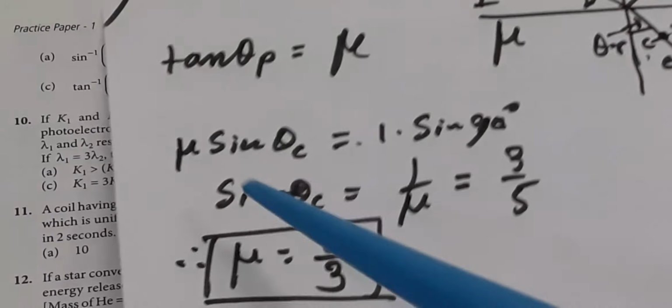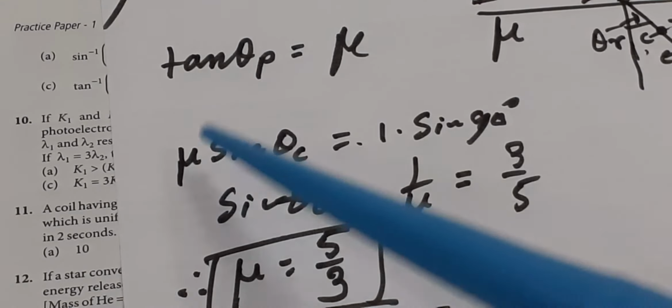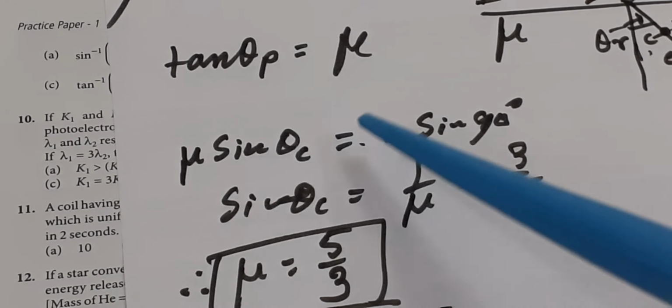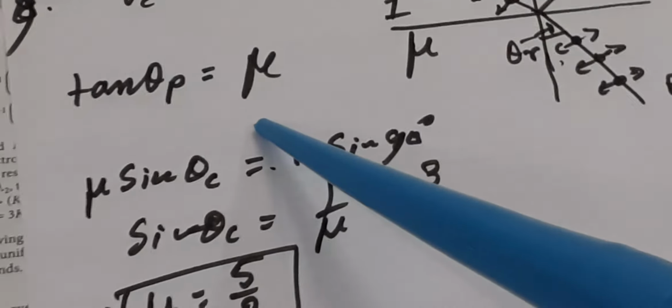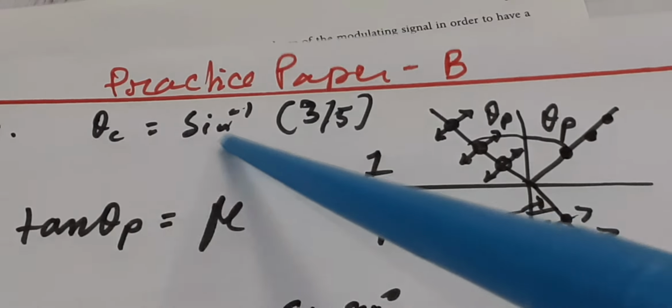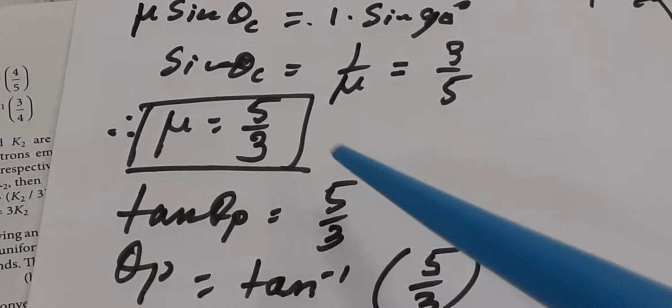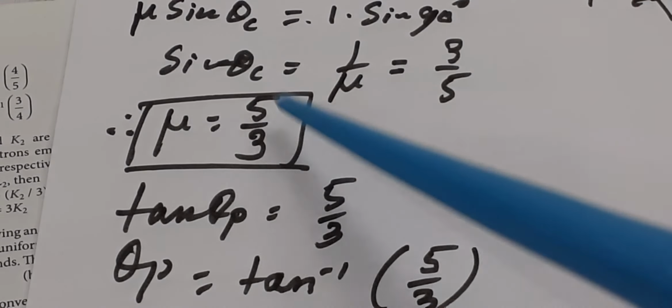Now we know the basics. By using Snell's law, going from dense medium to rare medium, you can write mu sine of theta c equal to 1 into sine 90 degrees. From here sine theta c will be 1 by mu, and here it is given that sine theta c is 3 by 5, that means mu will be 5 by 3, the dense medium refractive index.